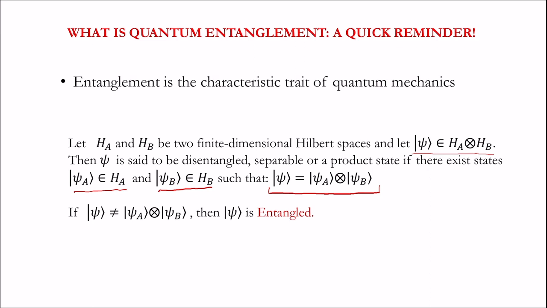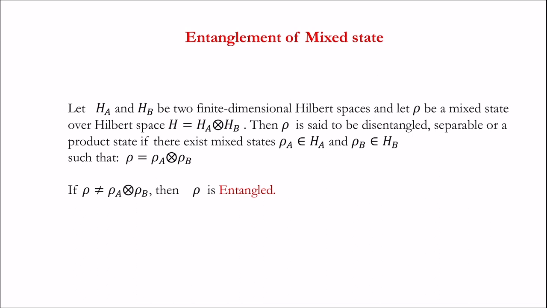On the other hand, if I cannot do that, as you know, then this state vector psi is said to be entangled. This was in the context of a pure state. We can do the same thing with the mixed state also. Only thing is that in the case of a mixed state, rather than a state vector, we will define the quantum state by a density matrix rho.